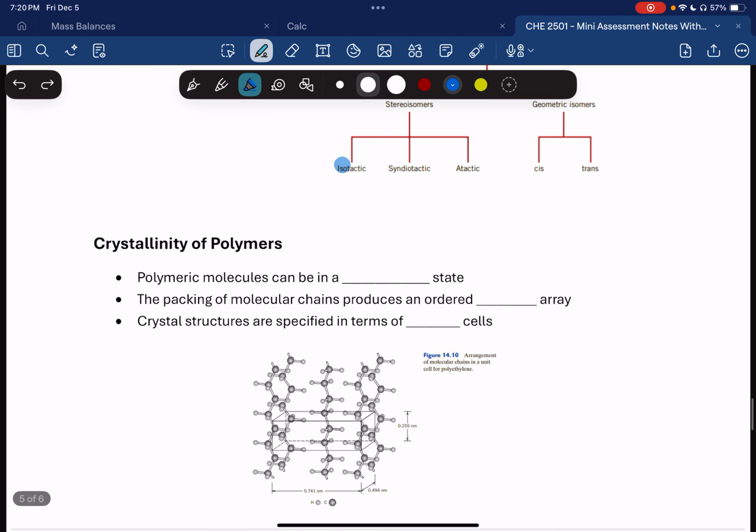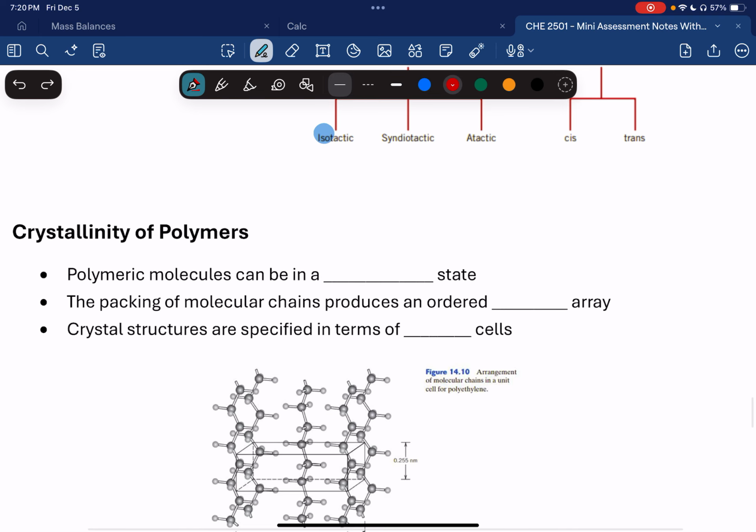Now getting into the crystallinity of polymers. Polymeric molecules can be in a crystalline state.